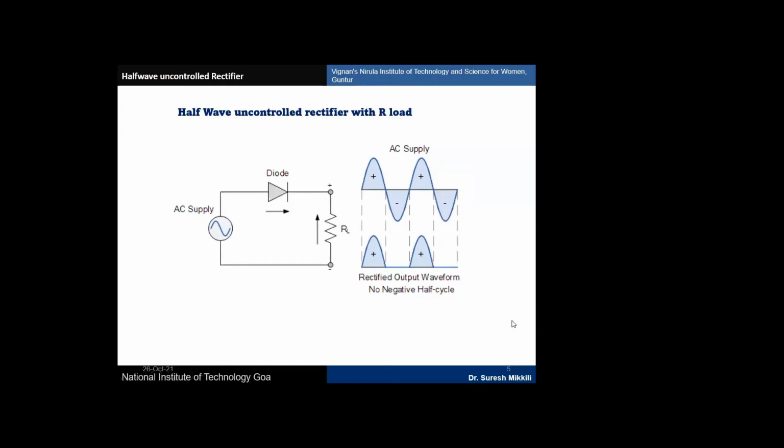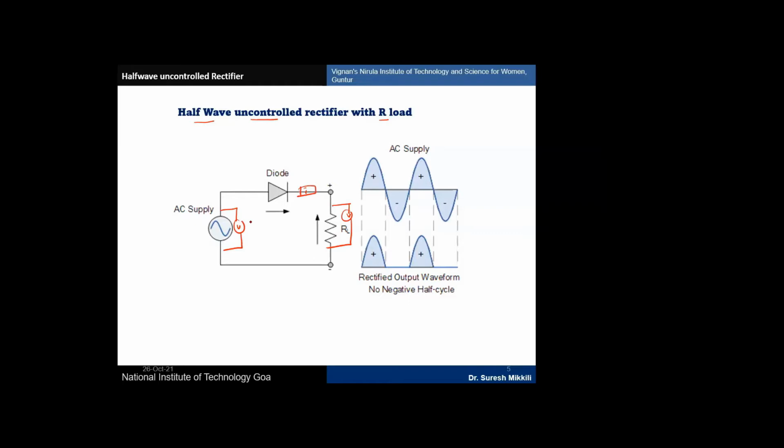First, I want to design a half wave uncontrolled rectifier with R load. For that I want an AC supply, then a diode, and a resistive load is required. Here I want input voltage and output voltage, so I will consider a voltage measurement block. Here for the output voltage, one more measurement block. Here a current measurement block I will consider.